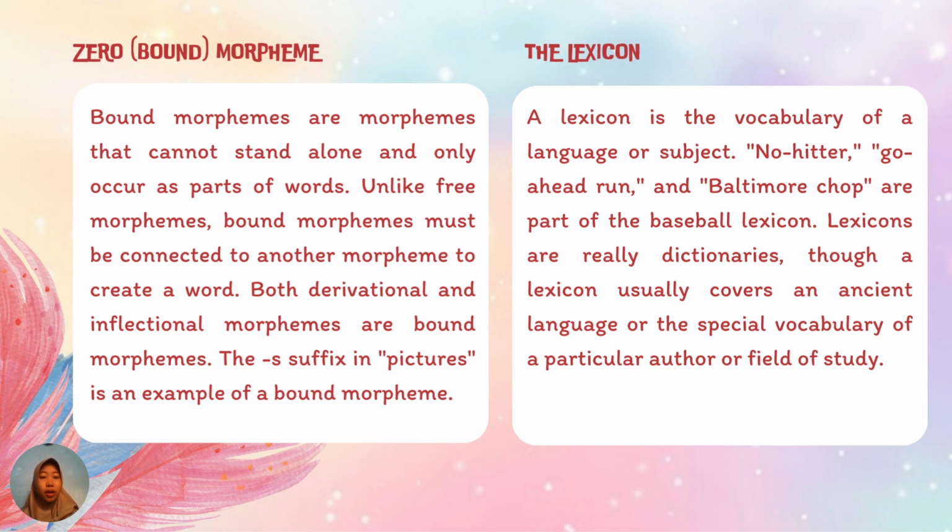The lexicon. A lexicon is the vocabulary of a language or subject. "Go ahead run" and "Baltimore chop" are part of the baseball lexicon. A lexicon is really a dictionary. A lexicon usually covers an ancient language or the special vocabulary of a particular author or field of study.